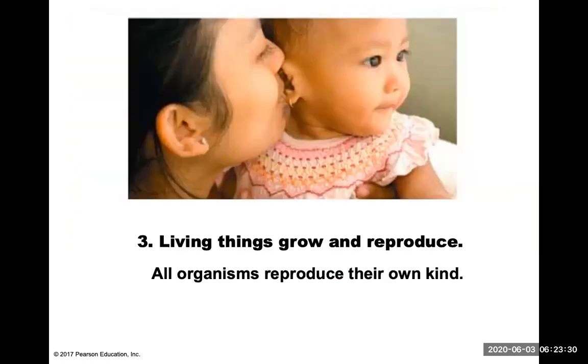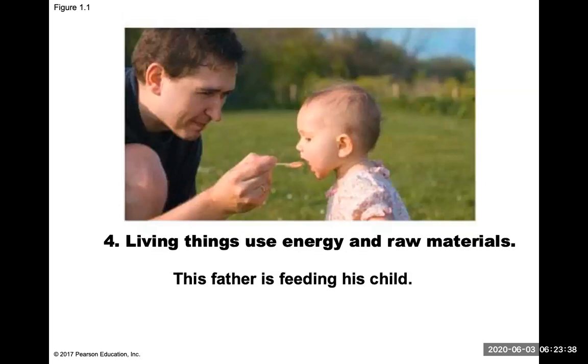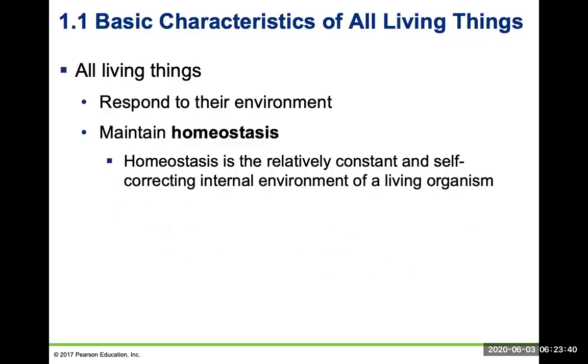Living things grow and reproduce is another characteristic of life. So everything reproduces its own kind. Living things use energy and raw materials. Living things try to maintain homeostasis, and you will come back and see homeostasis throughout the semester. It's the relatively constant and self-correcting internal environment of a living organism. And they do this in response to their environment to attain an internal environment that's stable. This can refer to the temperature, the pH of the blood, or your blood pressure.